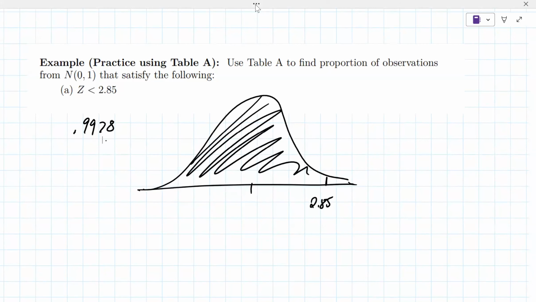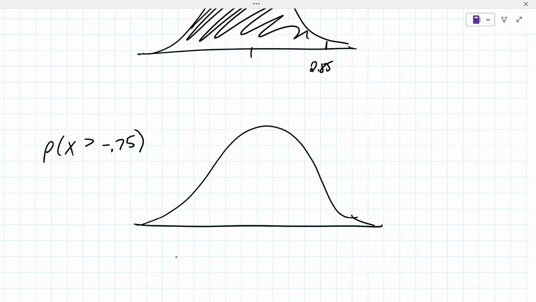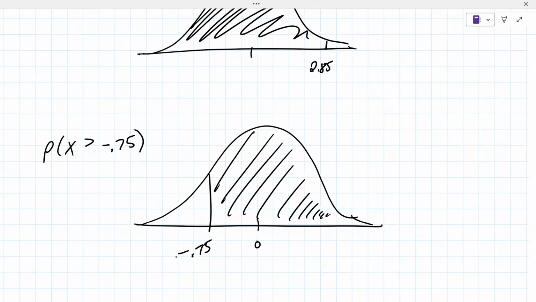All right, so then let's just say I wanted you to find the probability that X is greater than minus 0.75. Just make one up here. So there's minus 0.75. So we want everything to the right of it. Okay. So that would be 0.7734.